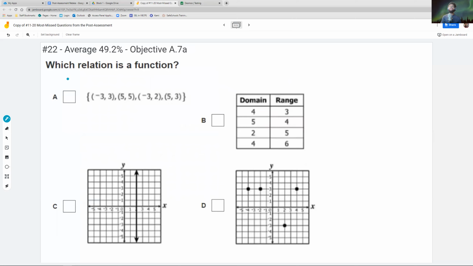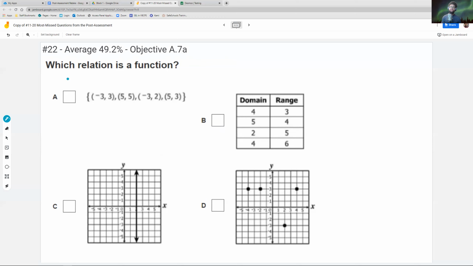All right, which relation is a function? This is going way, way back to unit 2. Remember, a relation is just a list of ordered pairs, and a function is a list of ordered pairs in which the x value does not repeat. So we cannot have any repeating x values for it to be a function. If it's a function, none of the x values can repeat.